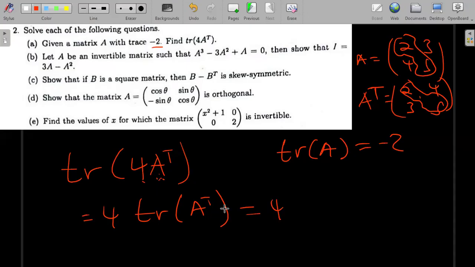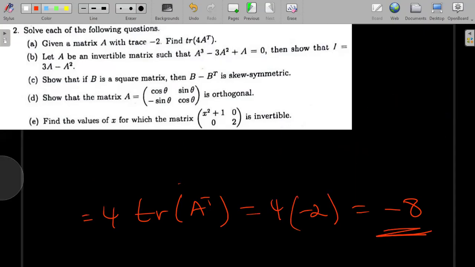The trace of A transpose is the same as the trace of A. So I'm just going to multiply by minus 2. This will give me minus 8. All right, so that's how we answer the first question there on number 2. All right, let's look at B.